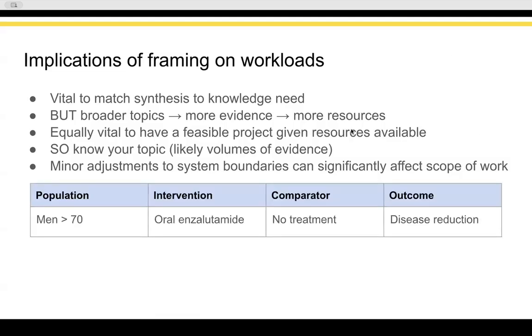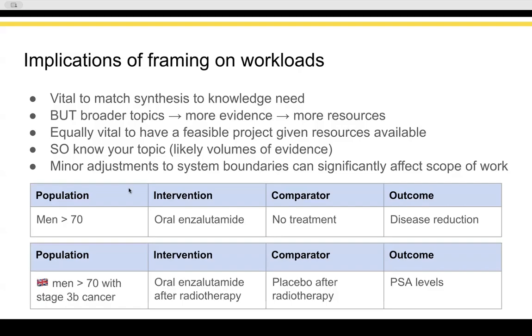So for example, this was the example I gave earlier. And if we were to say, instead of all men over 70, we said British men over 70 with stage 3B cancer, specifically looking at just where oral enzalutamide was provided after initial radiotherapy, and the comparator might only be to include studies where it was a placebo being provided after radiotherapy, and the outcome being measured was specifically PSA levels. That narrows the question down considerably, but might still be a really satisfactory answer to the people who need the knowledge.